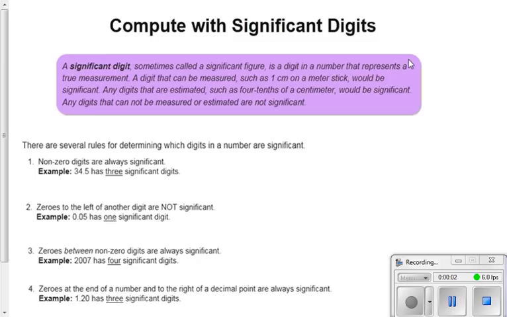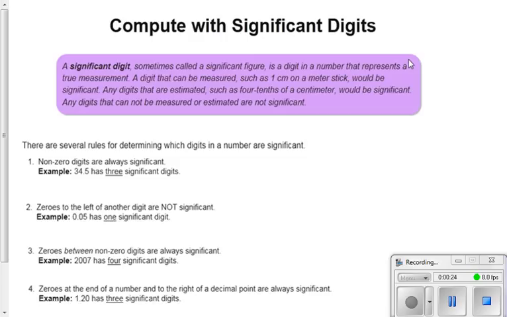Next lesson here, we're going to compute with significant digits. Significant digits represent a physical measurement. So when something has a physical measurement such as centimeters, inches, or miles, those are physical measurements. You can actually measure that distance.